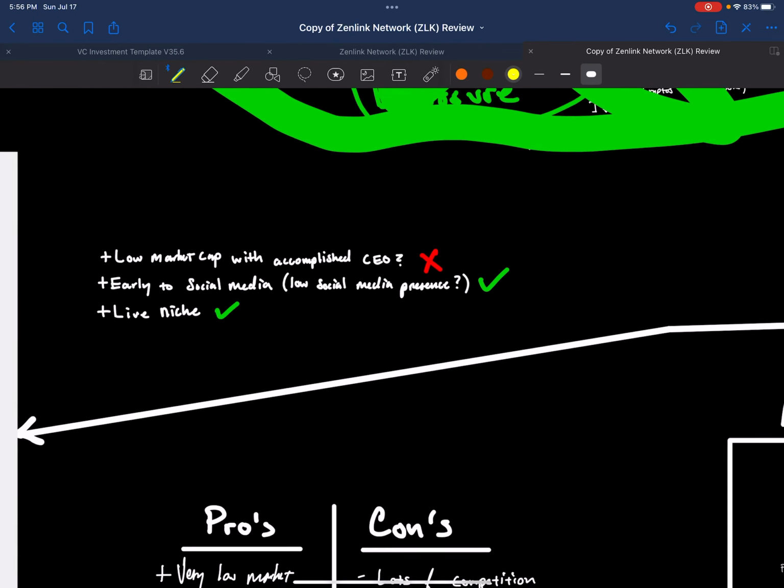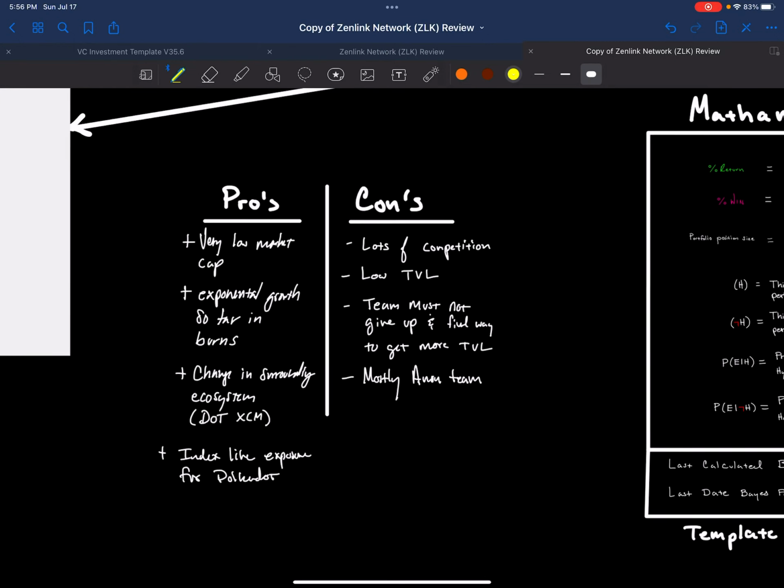So final summary. It is a low market cap with accomplished CEO. I put no for that. Early to social media, I put yes for that. And it has a live niche, so I put yes for that. The pros: very low market cap, exponential growth so far in burns, which is good. Change in surrounding ecosystem. So DOT also launched the cross-chain messaging, so that potentially will lead to more traffic as well. And it has index-like exposure for Polkadot. So those are some of the pros.